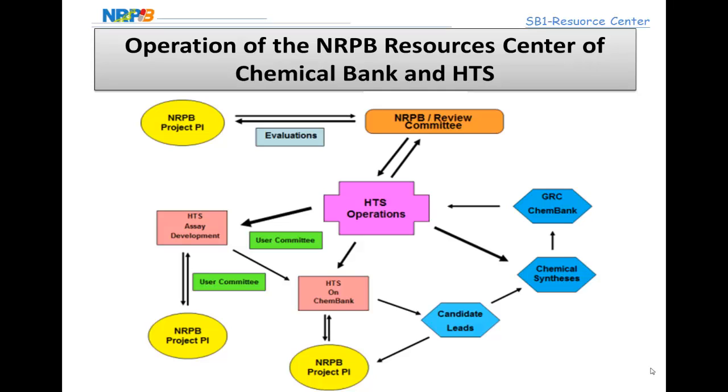As you can see, the operation includes assay development and high throughput screening. The result of high throughput screening may end up with leads. The leads could go to the collaborative effort in chemical synthesis, and we also maintain the library by collecting more compounds or synthesizing more compounds to enrich the chemical bank. So those are the operation and organization of our service center.